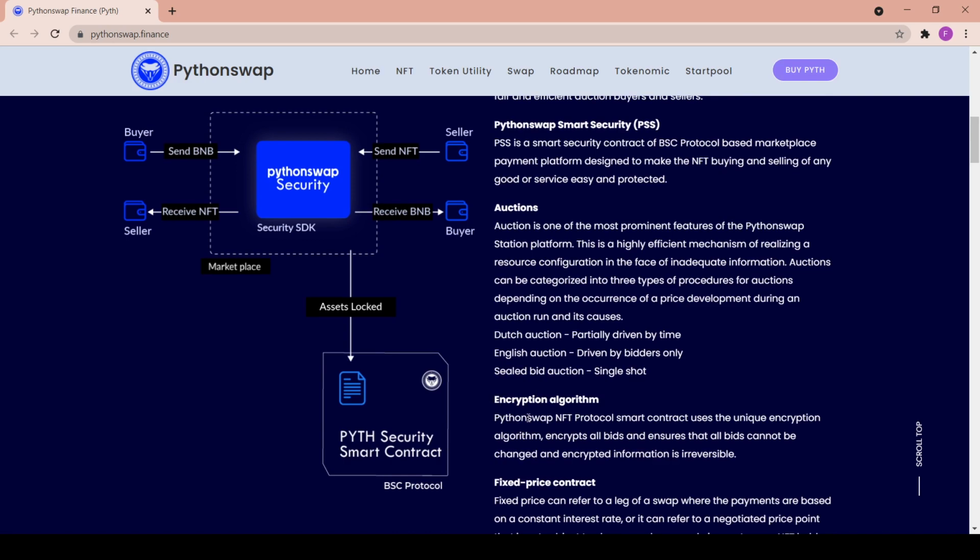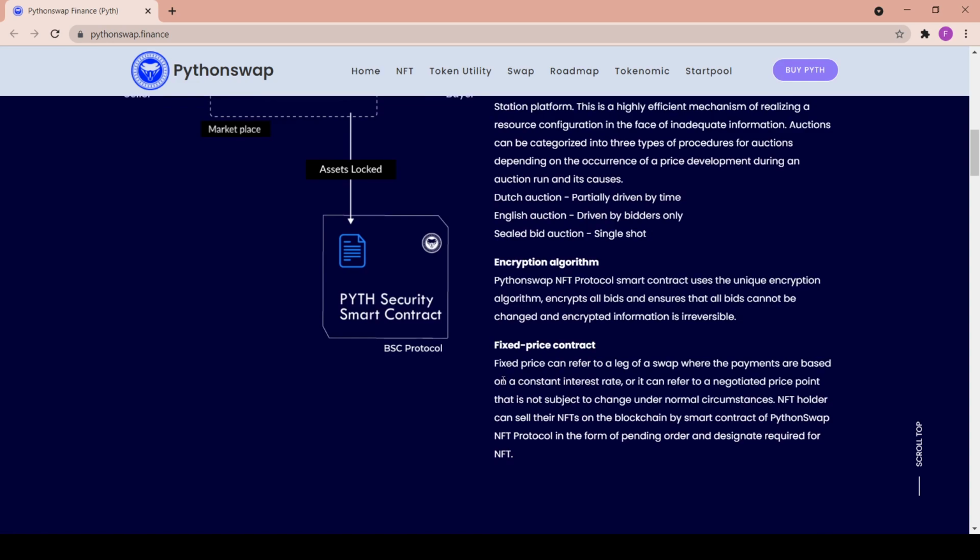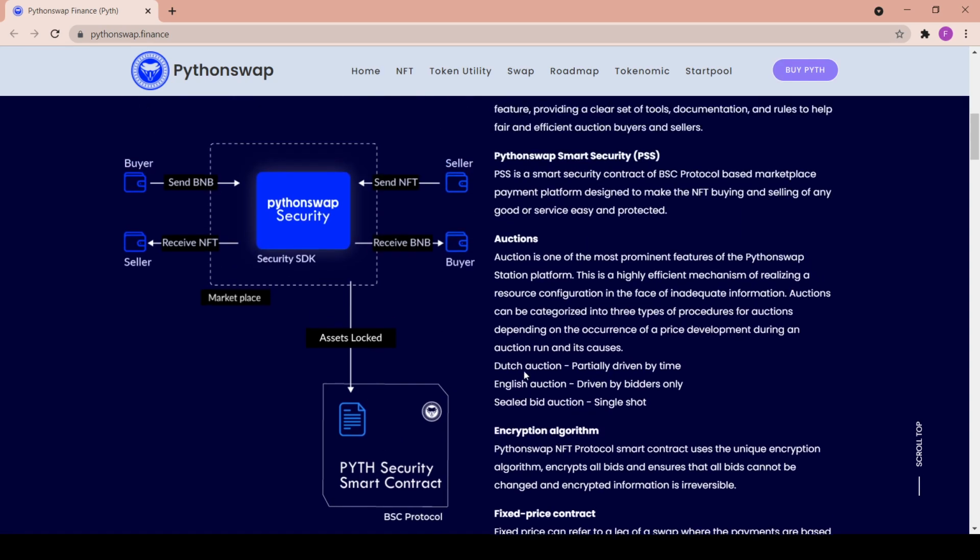Encryption algorithm. So Pythonswap NFT protocol smart contract uses the unique encryption algorithm, encrypts all bids, and ensures that all bids cannot be changed, and encrypted information is irreversible. And finally, the fixed price contract. So fixed price can refer to a leg of a swap where the payments are based on a constant instant rate, interest rate, or it can refer to a negotiated price point that is not subject to change under normal circumstances. NFT holders can sell their NFTs on the blockchain by smart contract on Pythonswap NFT protocol in the form of pending order and designate require for NFT.